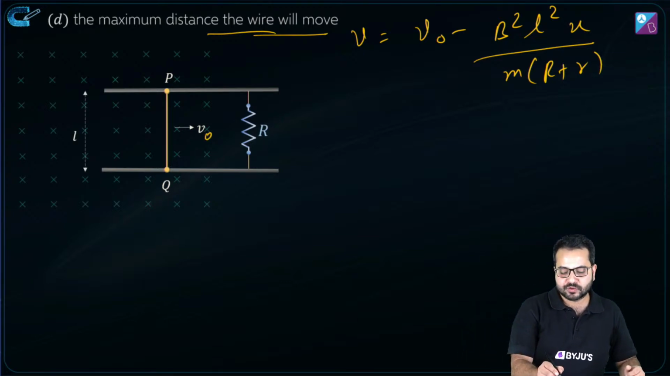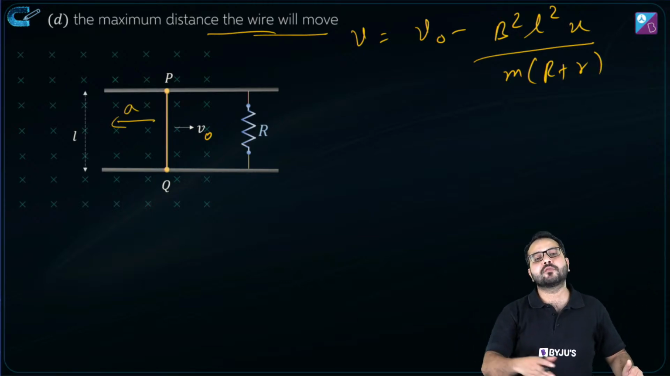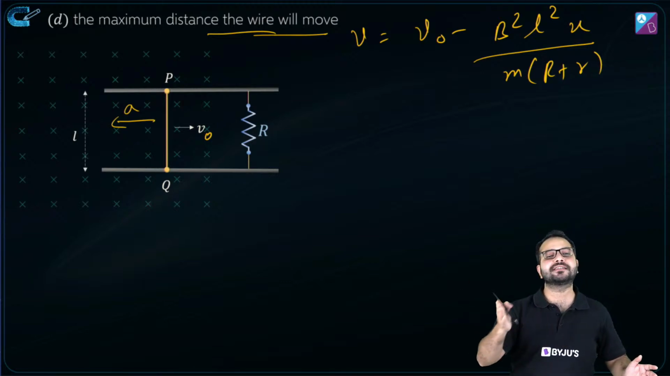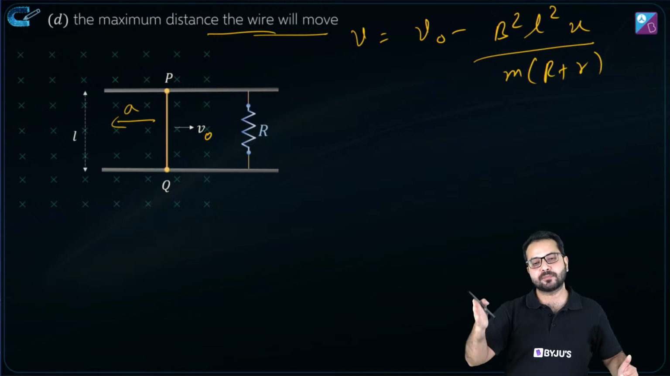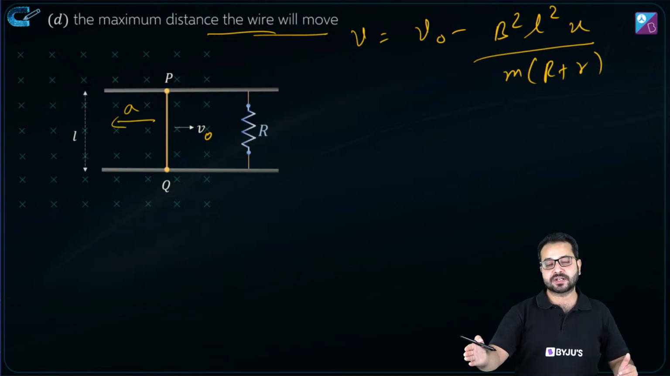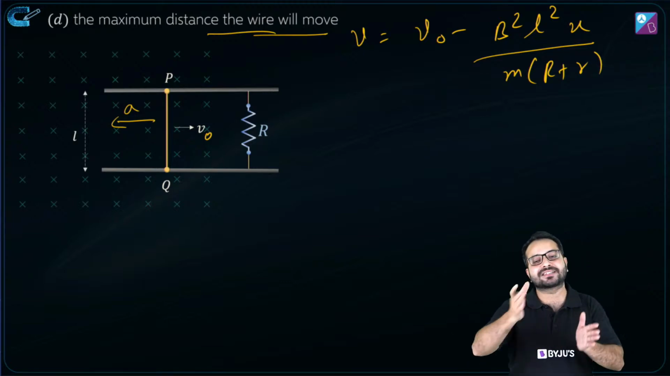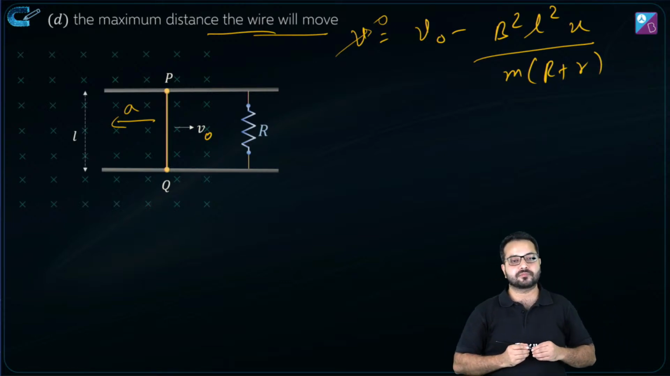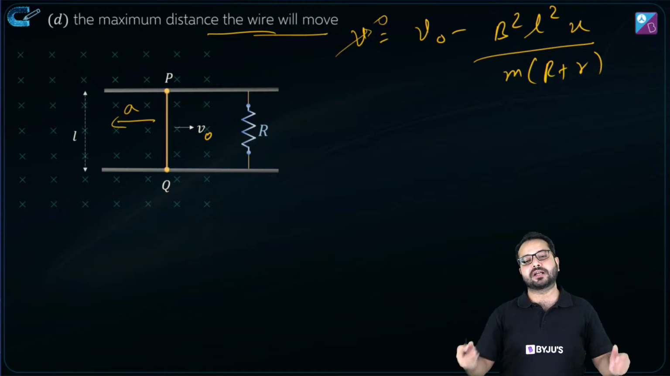The initial velocity was v0 and the acceleration was always towards the left. So the wire is decelerating. The wire is going towards the right, but it is decelerating. What is the farthest distance that the wire can go? When its velocity becomes 0. When its velocity becomes 0, then it cannot go any further, right? So we are going to have the maximum distance when velocity becomes 0. Do you agree? The wire is going to reach its maximum distance when the velocity becomes 0.